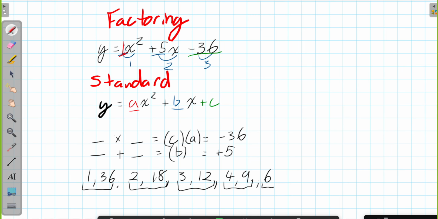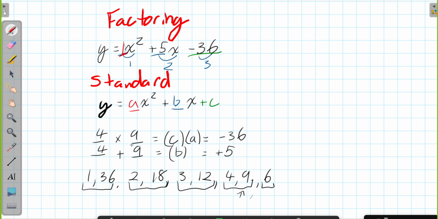Because this is a negative value, one of these is going to be negative. A quick way to do this mentally is to look for a pair whose difference is going to equal positive 5. So we quickly go through this. The difference here is 35, here is 16, here is 9, and here is 5. This is most likely our candidate, so let's go ahead and put these in: 4 times 9 and 4 plus 9.